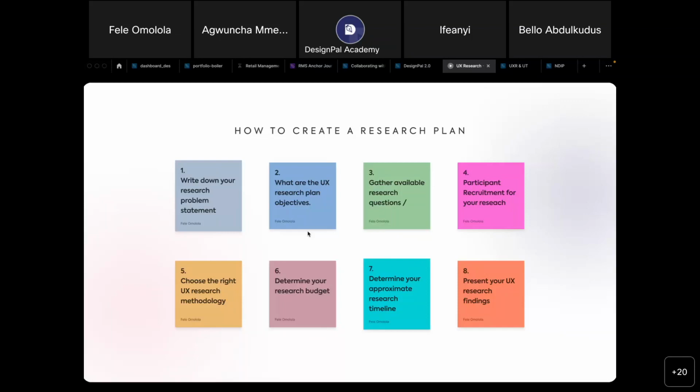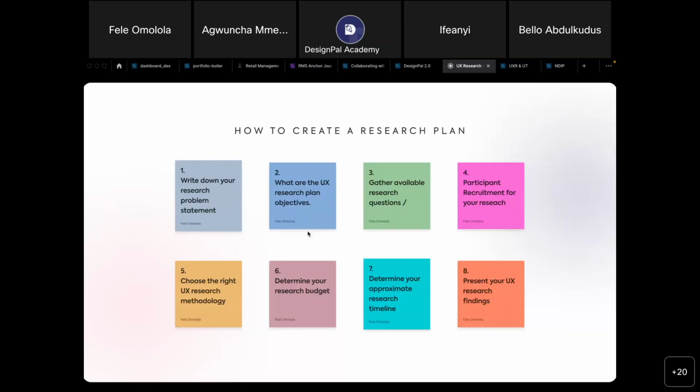So the first one is write down your research problem statement, which is the same thing as the background of your project or the background of your product, right? So what this includes is this kind of section, this problem statement section. It should be brief, right?